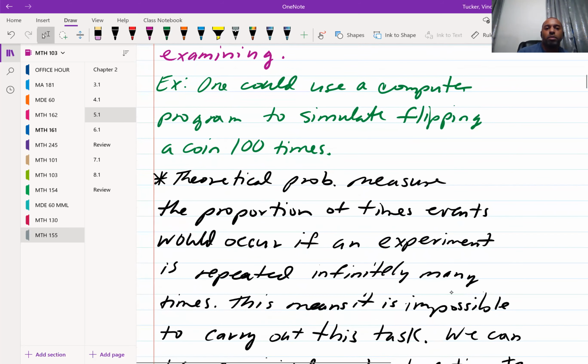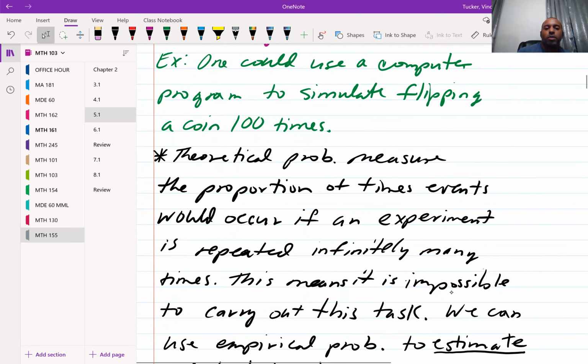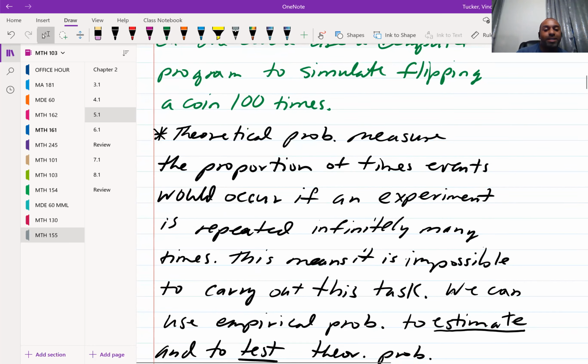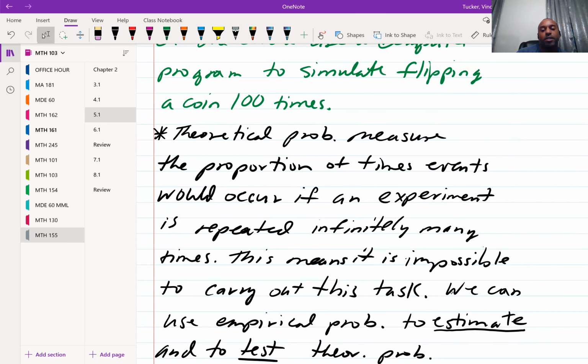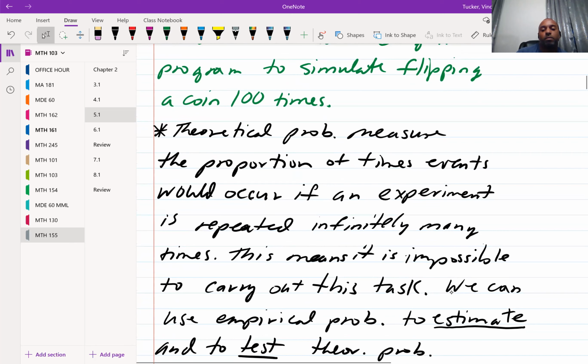All right, done with that purple. So the theoretical probability, once again, measures the proportion of times events would occur if an experiment is repeated an infinite amount of times. This means it is impossible to carry out this task. So we can use the empirical probability to estimate and to test the theoretical probability.